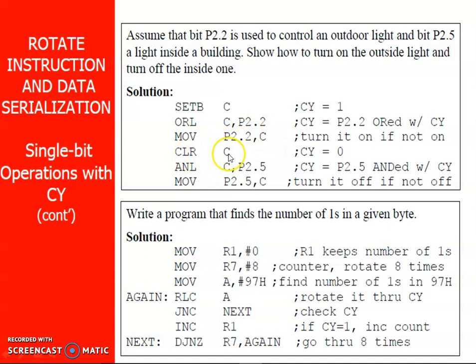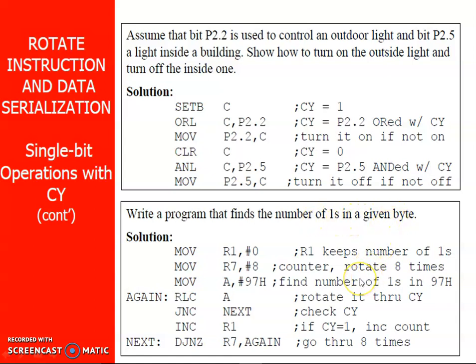CLR C. Now after clearing C, ANL C, P2.5. Whatever the value of P2.5 may be, whenever it is ANDed with 0, the result will be 0. Therefore, MOV P2.5, C. Turn it off if not off. Then write a program that finds the number of ones in a given byte.